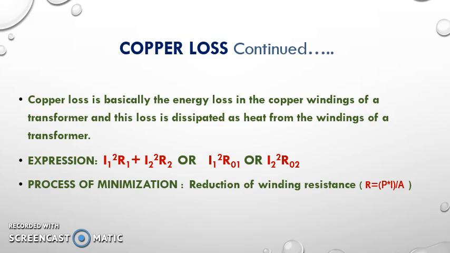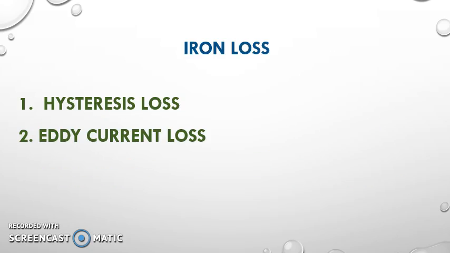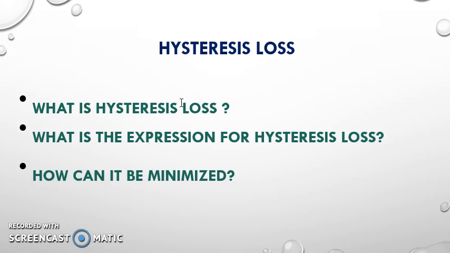Next we will move on to the iron loss. As the name depicts, iron loss means the loss inside the iron. Iron means the core, because the core is made of iron. Iron loss can be classified into two types of losses. One is the hysteresis loss and the second one is eddy current loss. So what is hysteresis loss? What is the expression for hysteresis loss and how can it be minimized?